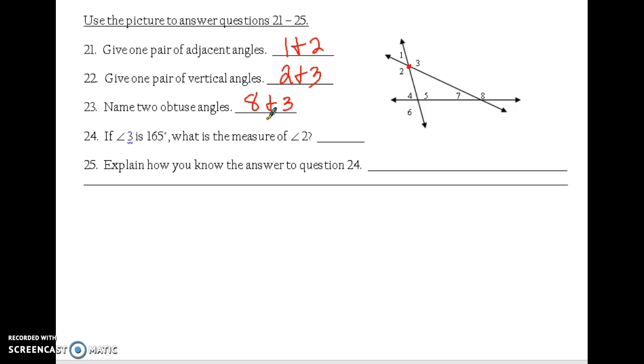If angle 3 is 165, what is the measure of angle 2? Well, these are vertical angles, which means that they are congruent, so angle 2 is also 165. And we knew that because angle 2 and angle 3 are vertical angles.